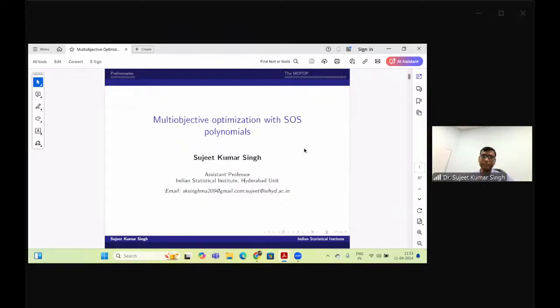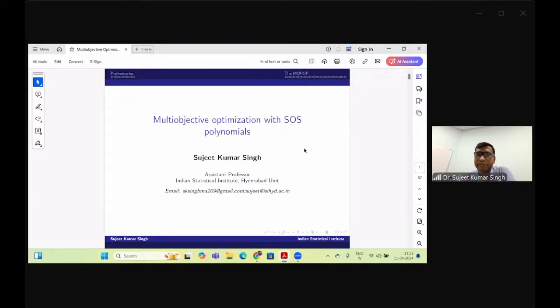As already introduced, I'm Sujit Singh and currently posted in the Indian Statistical Institute, Hyderabad unit. This unit basically has only one department, that is SQC and OR, Statistical Quality Control and Operations Research. And in today's talk, I will be talking on multi-objective optimization with polynomials.